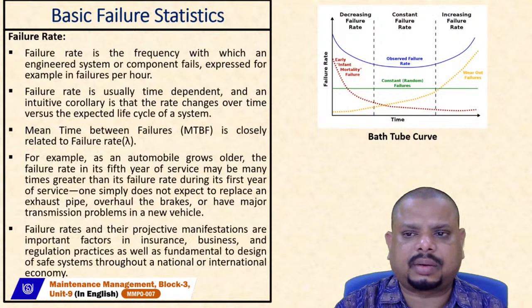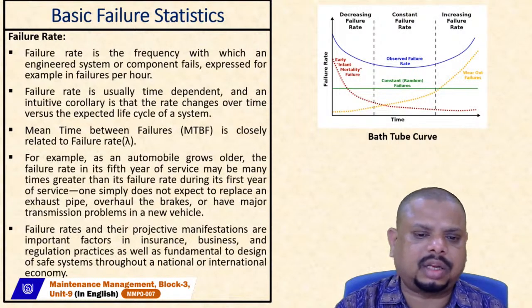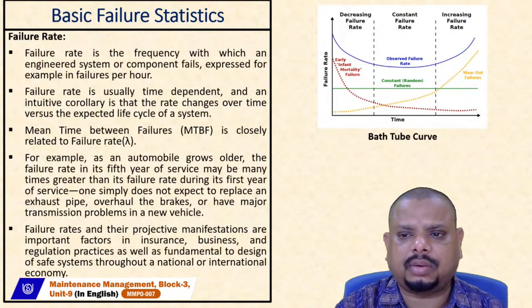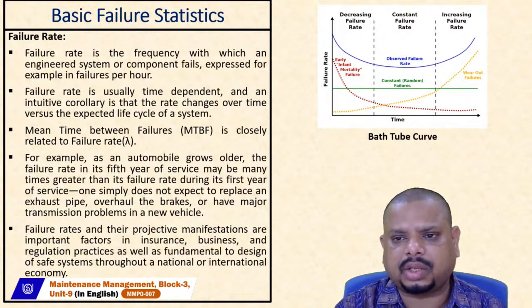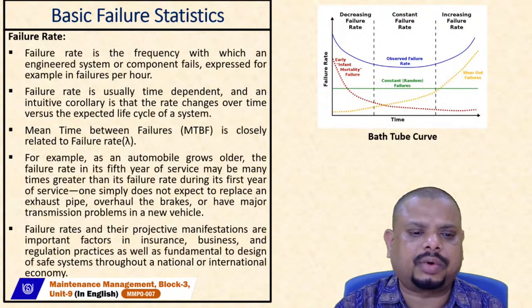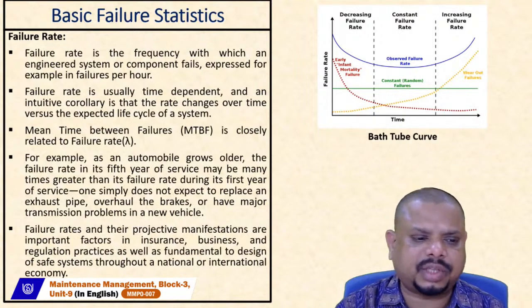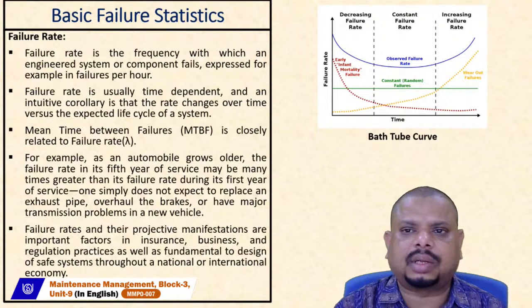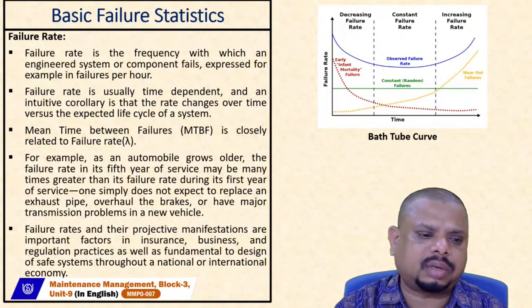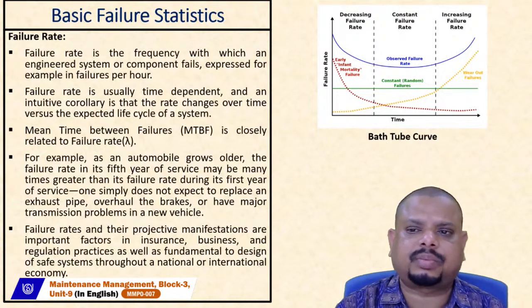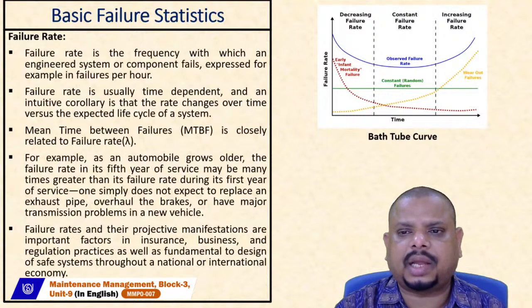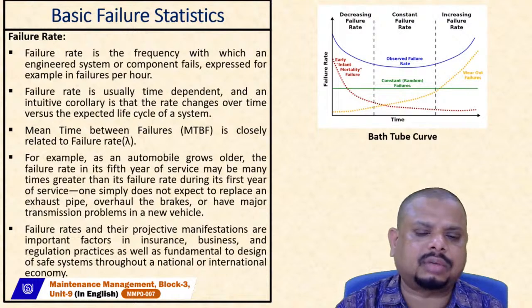So that directly provides the replacement of various components. For example, components like the exhaust pipe, and the overall brakes or brake pads should be changed or replaced. If required, in some cases a transmission problem will occur, and that has to be replaced as early as possible to avoid failure of the vehicles.